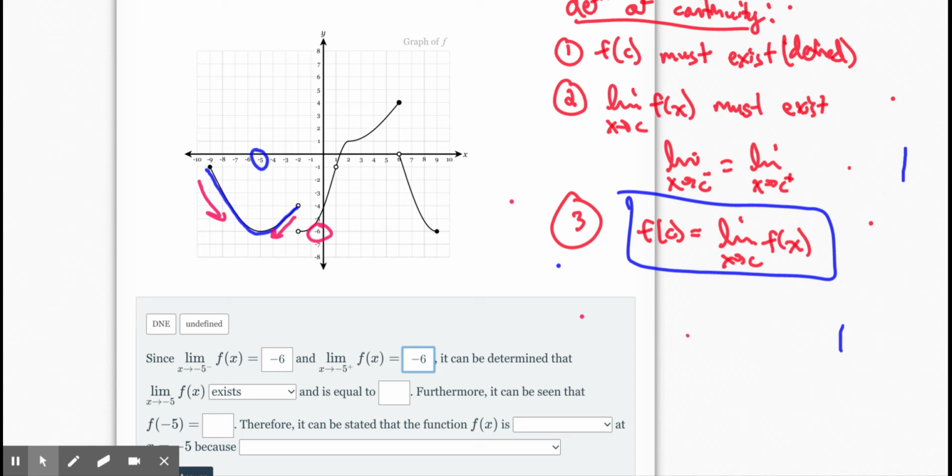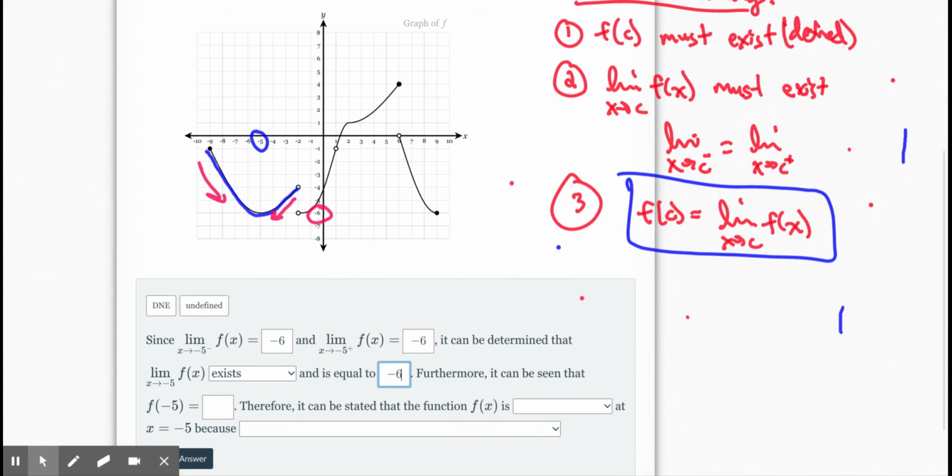Which means that the limit has to exist because those are the same, and it also has to be equal to -6. So those are good because they reinforce the second point here. Left and the right are the same and they exist. Furthermore, it can be seen that f of -5, so that's what we're talking about, that f of c must exist. That does exist because it's just a smooth curve there. It is also -6. Therefore, it can be stated that the function is continuous at x equals -5 because the limit as x approaches -5 is equal to f of -5. So that's kind of the final conclusion there of our definition of continuity.